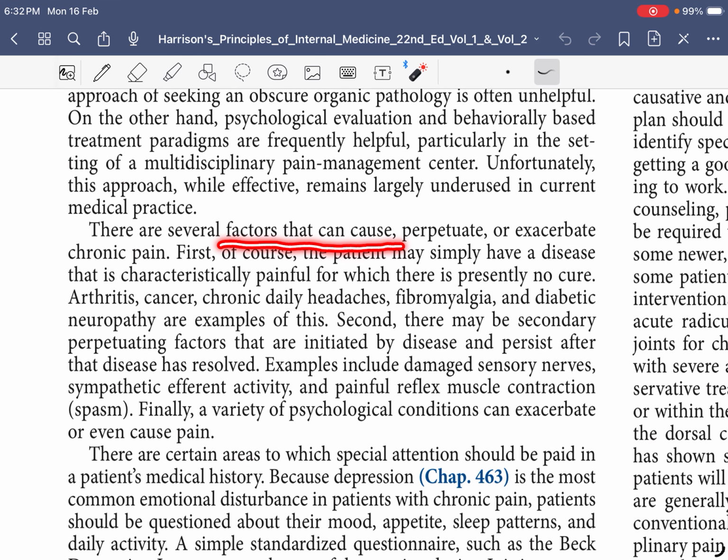There are several factors that can cause, perpetuate, or exacerbate chronic pain. First, of course, the patient may simply have a disease that is characteristically painful for which there is presently no cure. Arthritis, cancer, chronic daily headache, fibromyalgia, and diabetic neuropathy are examples of this. Second, there may be a secondary perpetuating factor that are initiated by disease and persist after that disease has resolved. Example include damaged sensory nerve, sympathetic efferent activity, and a painful reflex muscle contraction, matlab spasm. Finally, a variety of psychological condition can exacerbate or even cause pain.